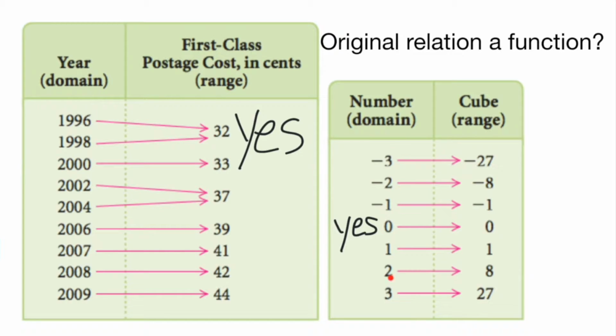Same thing here. If you take these numbers and you cube them, then yes, this is going to be a function. It only has one particular output. I'll give you any number, and it only has one cube. Negative 3 goes to negative 27.